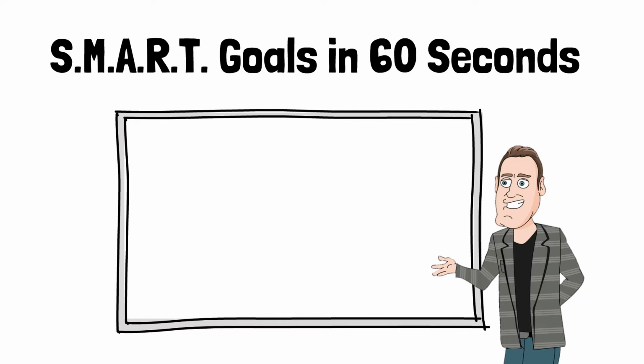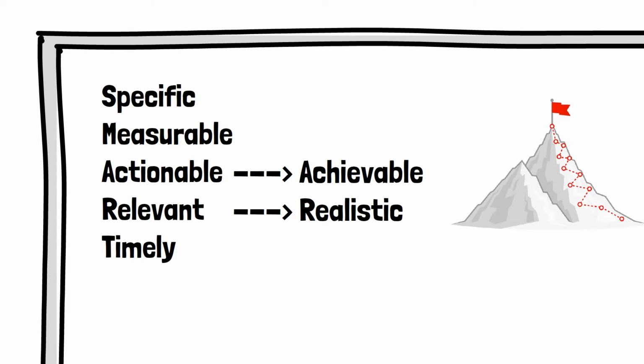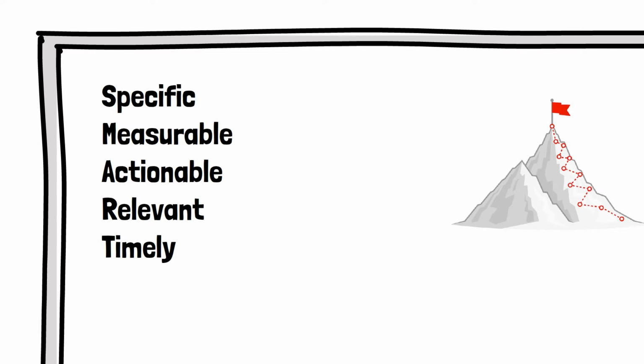While there are different versions, the model I find most useful uses actionable for A and relevant for the R. Other versions may use achievable and realistic, and that's fine. But by definition, goals should be challenging, with at least some possibility of failure.